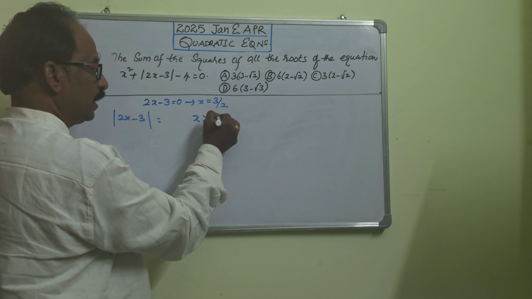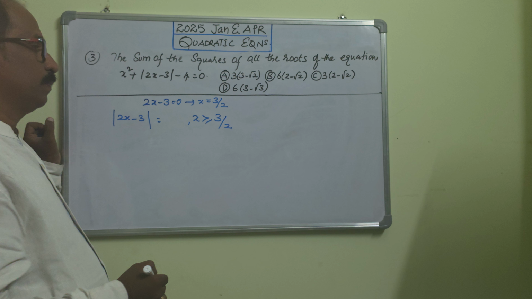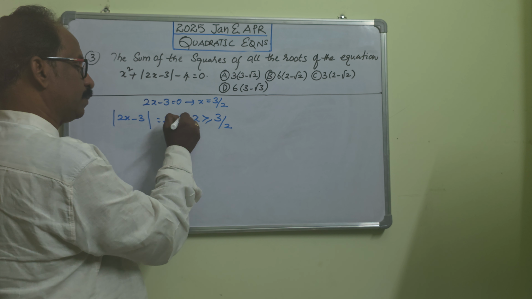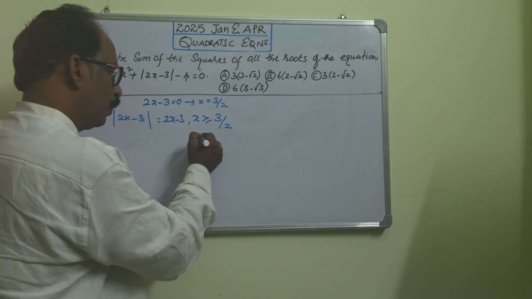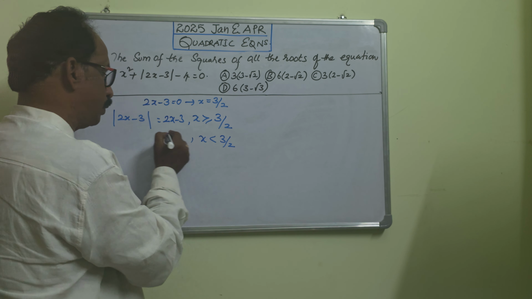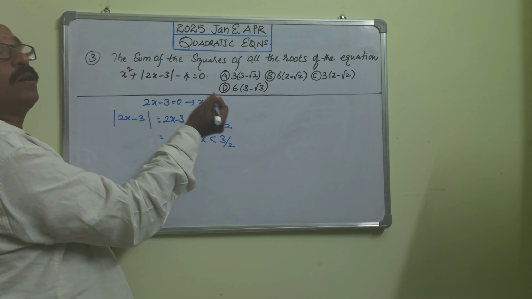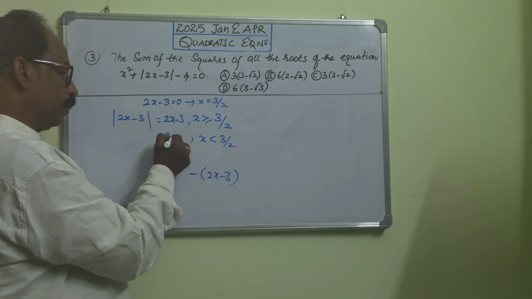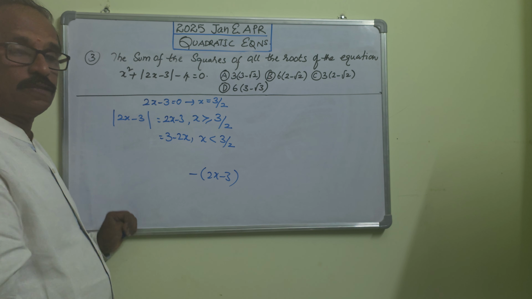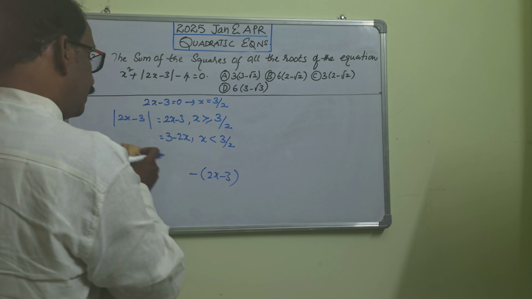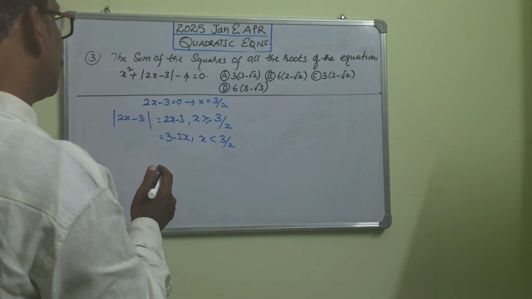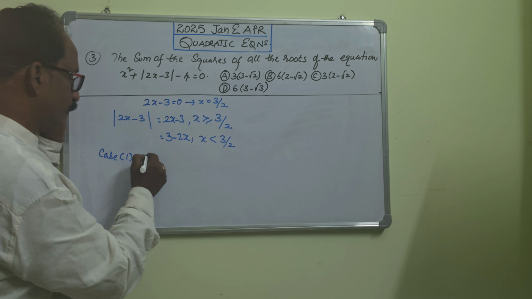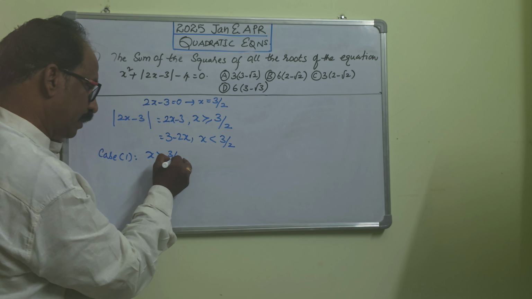x is more than or equal to 3 by 2, first one. When x is more than 3 by 2, this will be positive, 2x minus 3 as it is. When x is less than 3 by 2, it will be minus of 2x minus 3, or you can write it as 3 minus 2x. So first we have to take case 1. Case 1, be careful, x is more than or equal to 3 by 2.